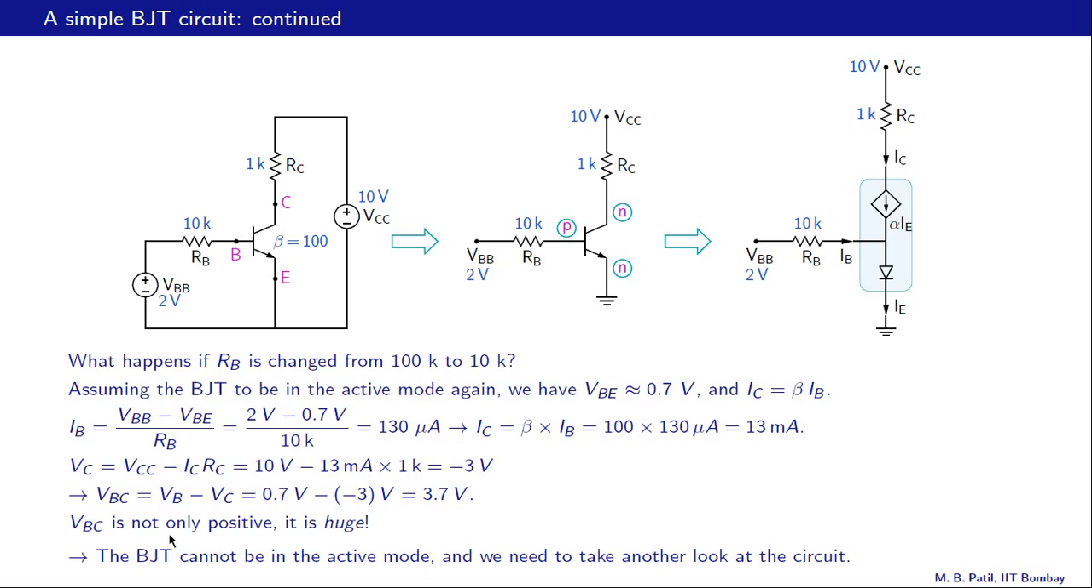So VBC is, first of all, positive and it is huge. No diode is going to tolerate that kind of large voltage, because the current would just be hundreds of amperes, and that's not possible. So the solution we have got is not correct. And so what went wrong? What went wrong is our assumption of the BJT being in the active mode was not correct. So the BJT cannot be in the active mode, and therefore we need to take a second look at the circuit. So we'll come back to this circuit after we cover the BJT IV characteristics.